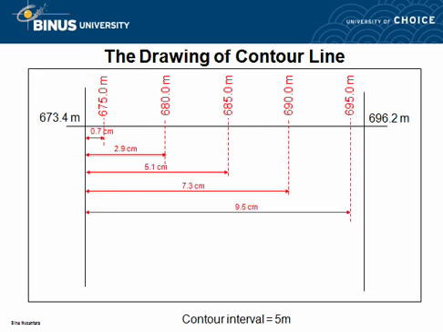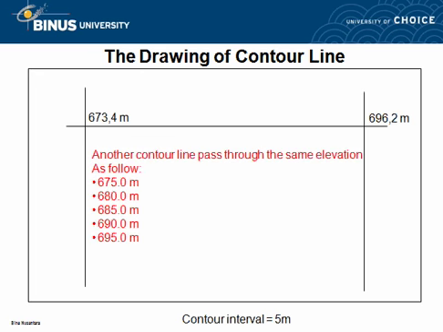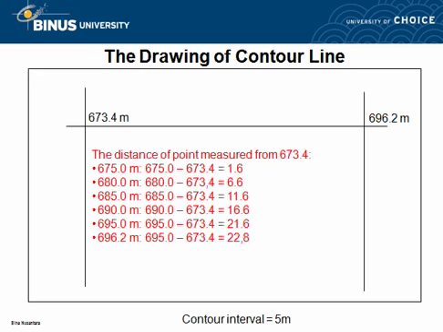We can mark them as points. And then another contour line passes through the same elevation as below. And here is the distance, just like before. And we draw it just like this. Okay, as you can see, here are the points. And here are the points from before.